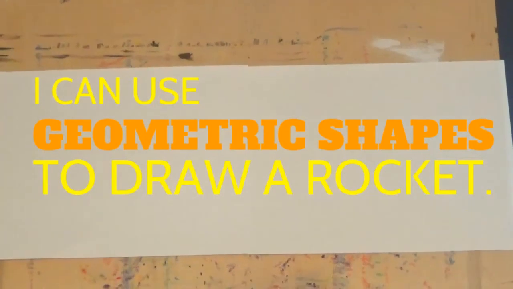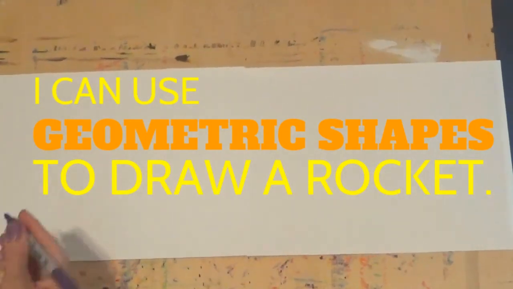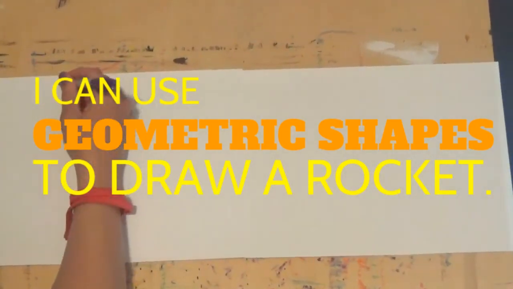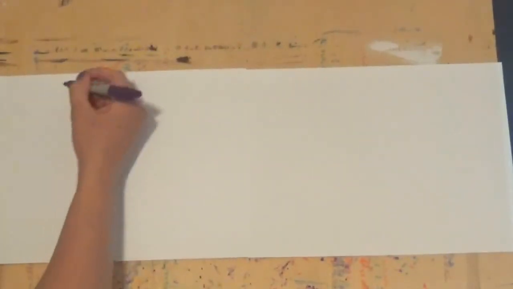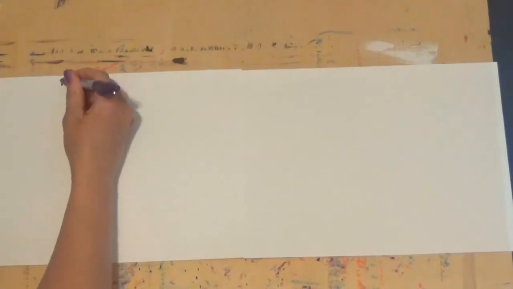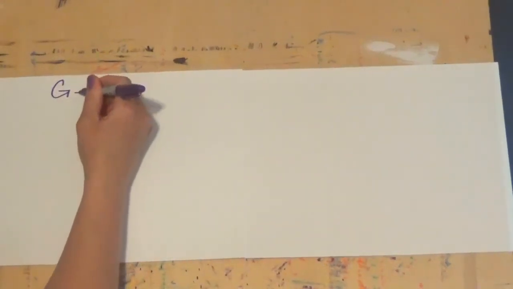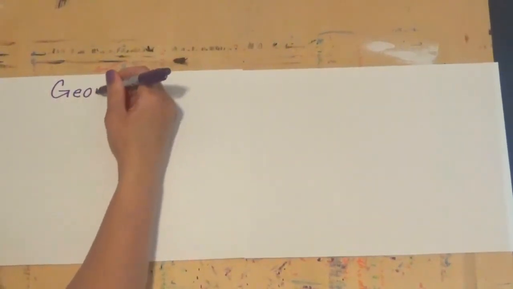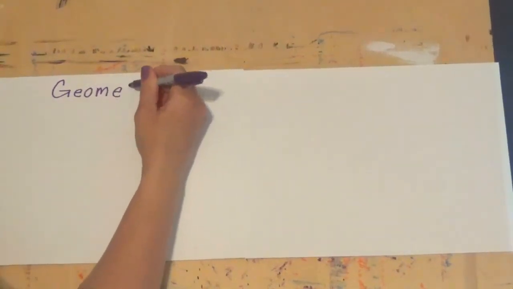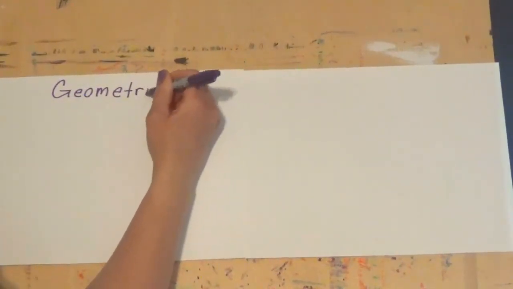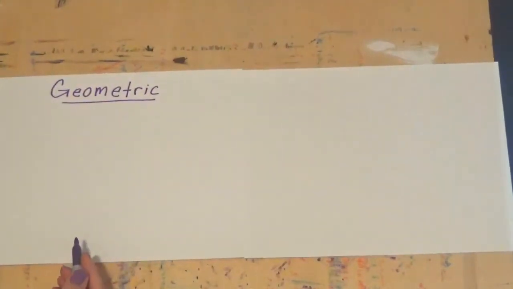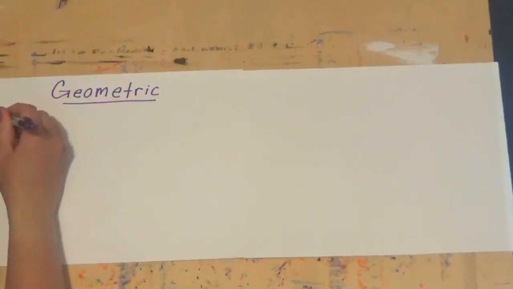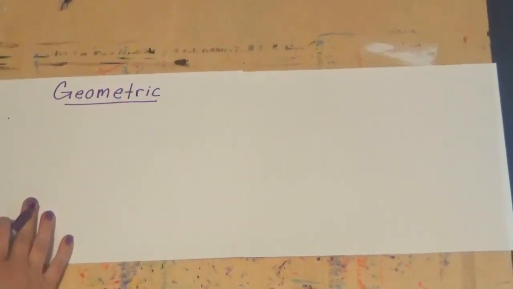So today's learning goal is I can use geometric shapes to draw a rocket. So before we explore how to use these geometric shapes, we should learn how to recognize geometric shapes versus something called organic shapes. They're totally different types of shapes. So looking at geometric, there's the word right there, geometric.